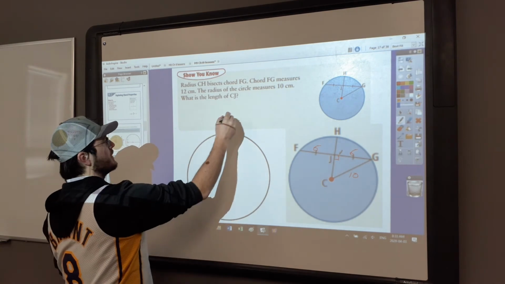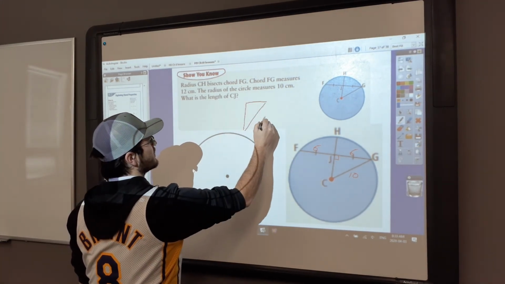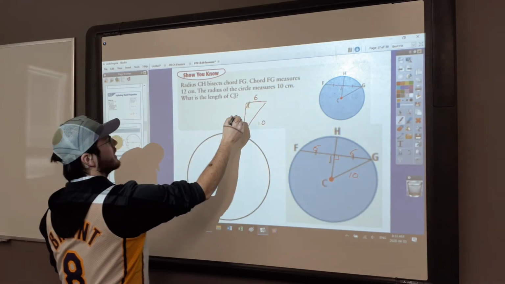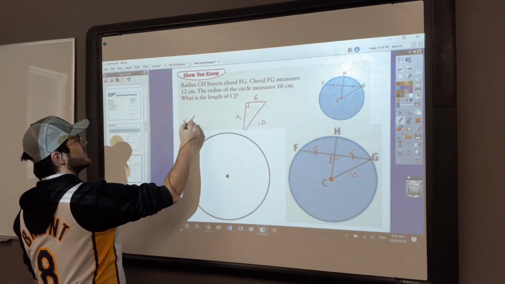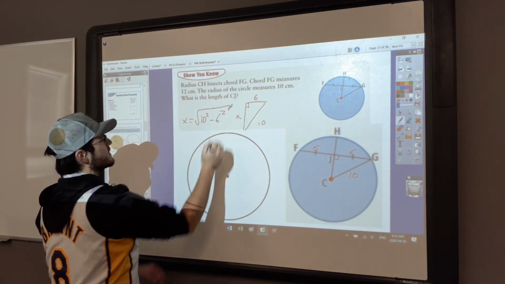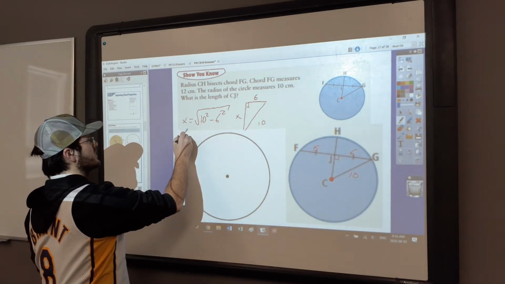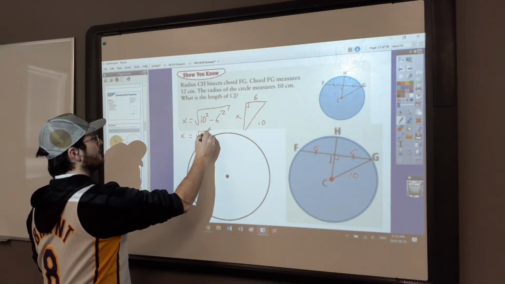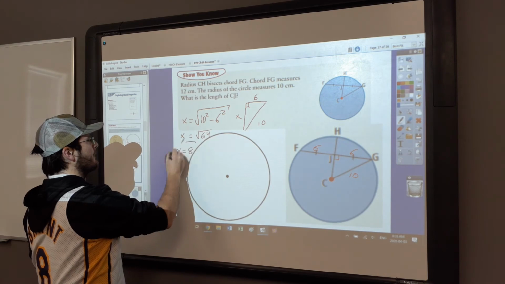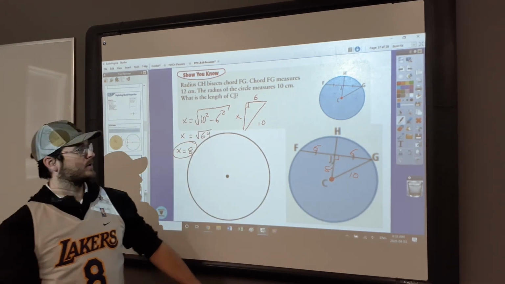Pythagorean theorem. This is 10 and this is 6. I can find that side length by doing 10 squared minus 6 squared. Notice it's the subtraction one because we're missing one of the legs. So it's 100 minus 36, which is 64. So the square root of 64 is 8.